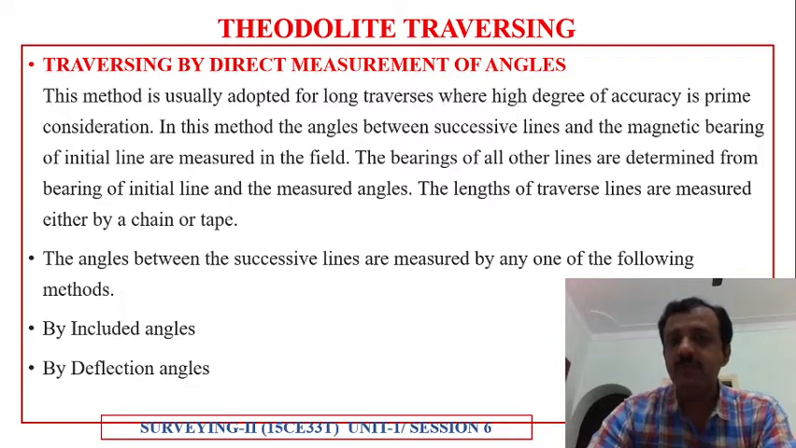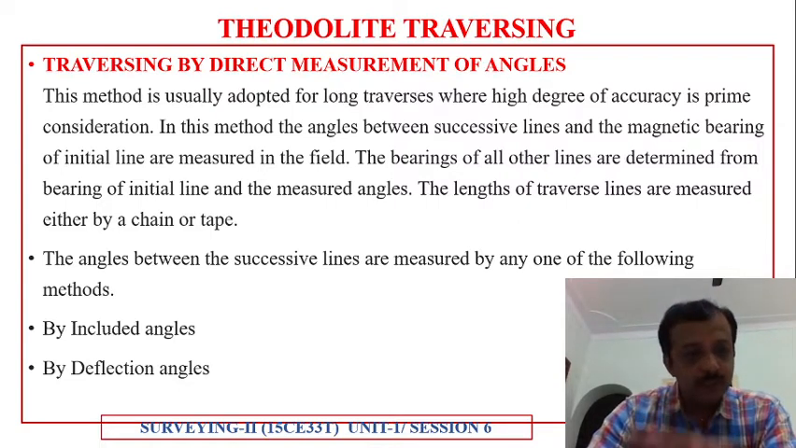Now since we are doing theodolite traversing, we concentrate only on the theodolite now. Traversing can also be done using a total station, as you know. So let us concentrate only on the theodolite. Using a theodolite, how traversing has to be done, that we will discuss. This can be done by the included angle method and by the deflection angle method.